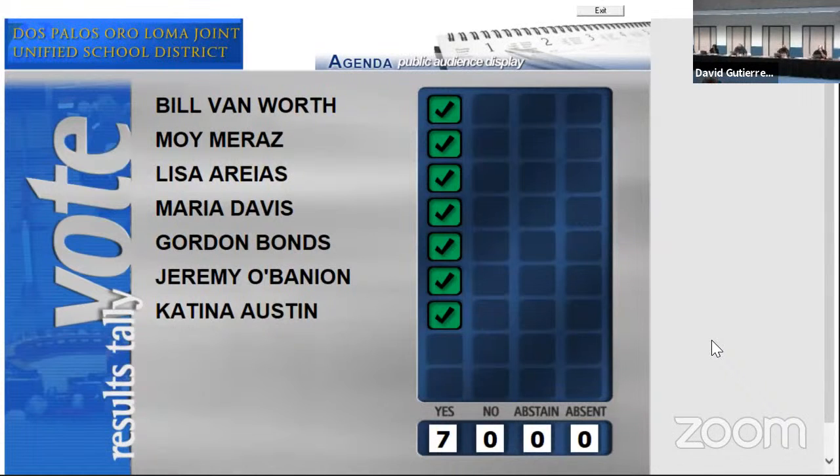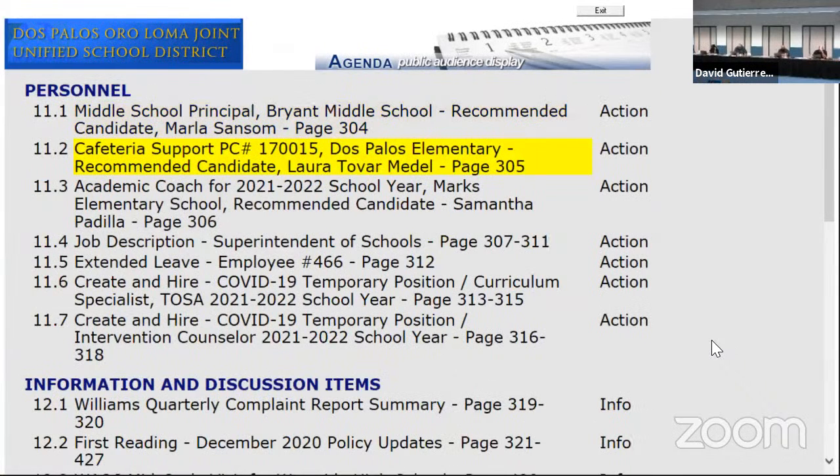It passes. 11.2, cafeteria support. Second by Mrs. Davis. Dr. Miller: Laura's been a sub in our district for quite a while, and so this is an opportunity to bring on somebody that's been a successful sub, and we're excited to have her as part of the team. Thank you. Call for the vote.